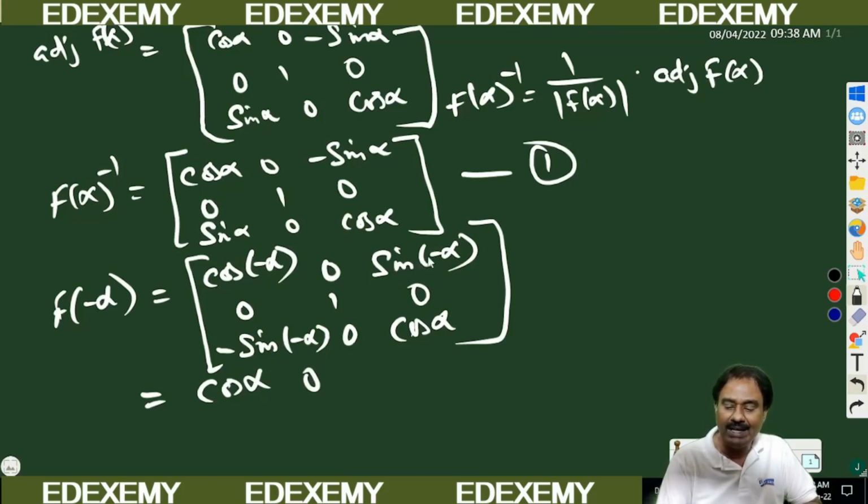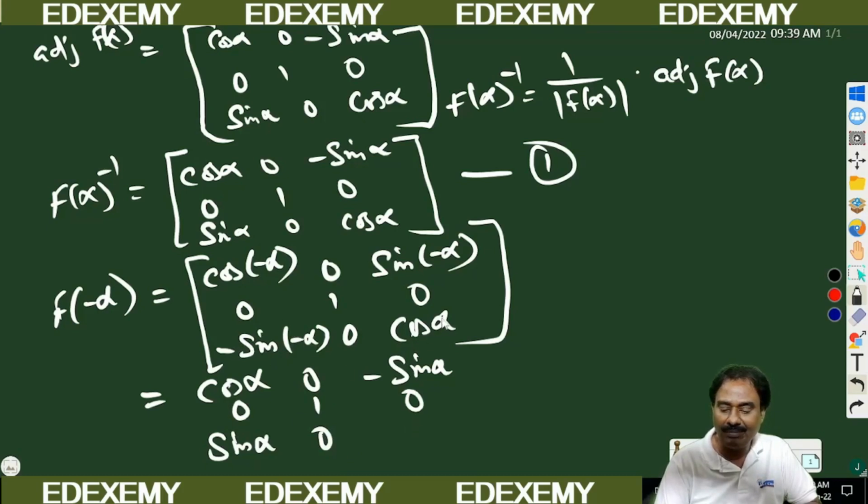Since cos is an even function, sin is an odd function. Therefore, sin of minus theta is minus sin theta. Therefore, minus sin alpha will come here, since sin is an odd function. Here 0 1 0. Here sin of minus alpha is minus sin alpha. Already one minus is here. Therefore, you will get sin of alpha. 0 here.